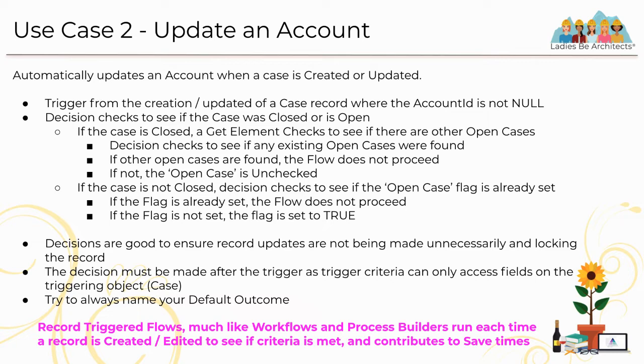If the case is not closed and has simply been created or changed, then we want a decision to check if the flag is already set on the record because we don't want to be making unnecessary updates to the record. If the flag is already set, we're just going to leave the flow and not proceed. If the flag is not set, we're going to set it to true. So with that, we're going to jump in and take a look at the flow that was created for this.